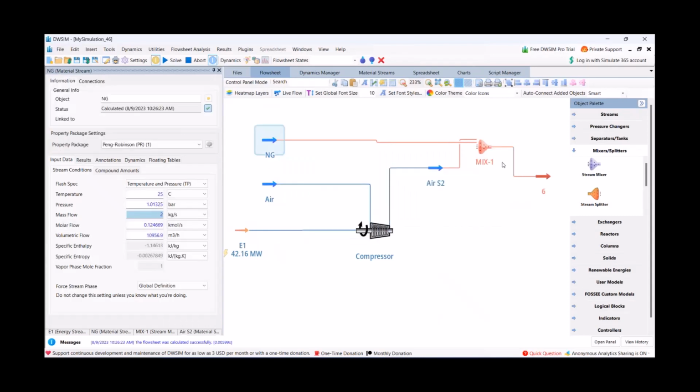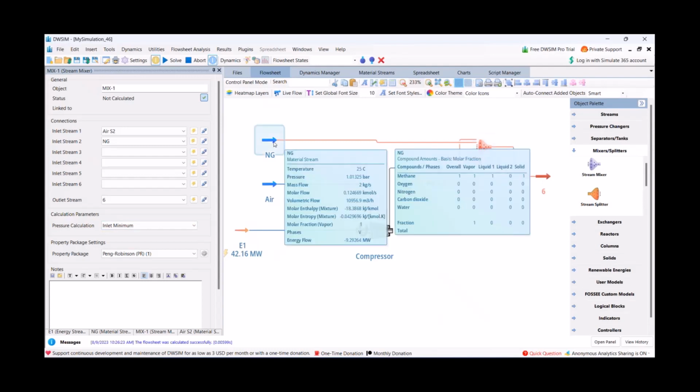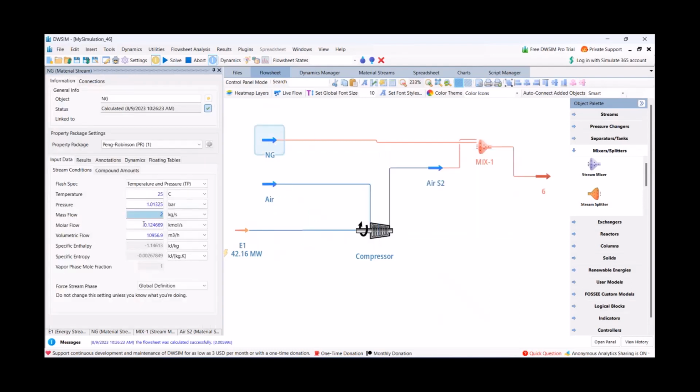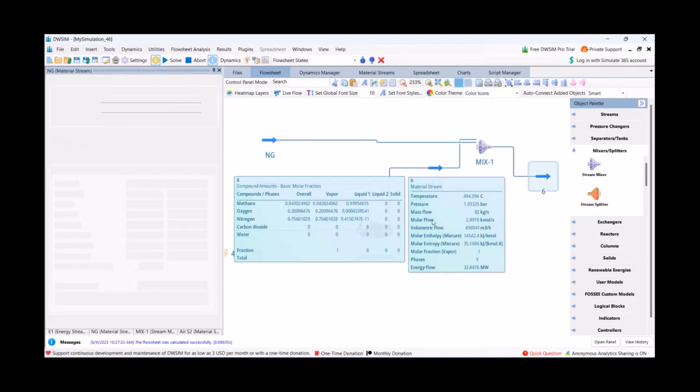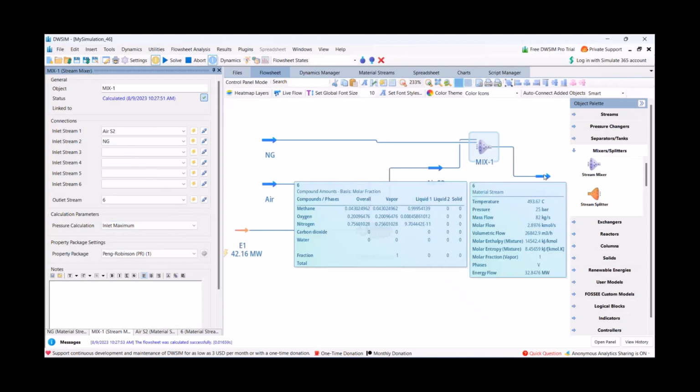The one thing you need to make sure of in the mixer in DWSIM is the pressure calculation. For example, we can solve it. Yes, natural gas is at 1 bar and air is at 25 bar. So stream 6 is also at 1 bar. So in the mixer, you either increase the pressure of natural gas to 25 bar, or you can use inlet maximum. So that pressure will now be 25 bar.